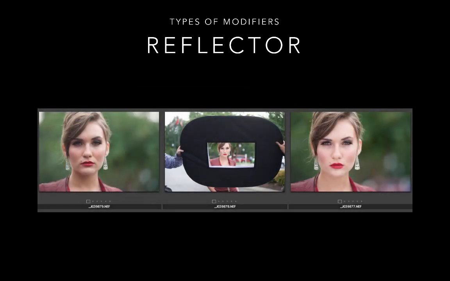This is the new Omega reflector from Jerry Ghionis and Westcott. And this is basically a reflector with Velcro pullouts, so you can shoot through it, and it becomes almost like a ring flash using natural light or flash.